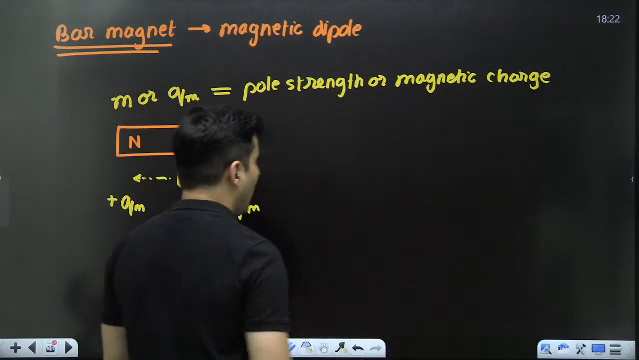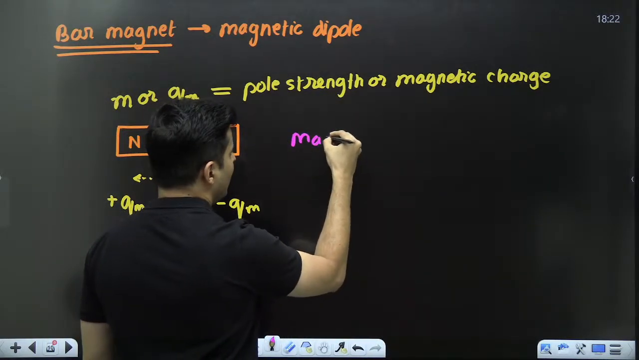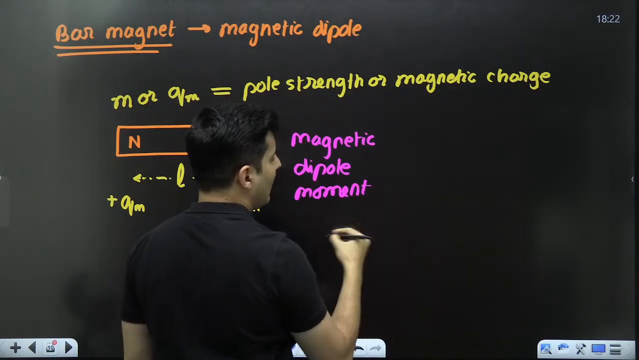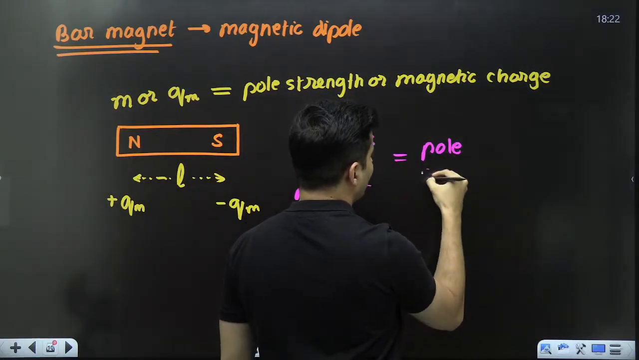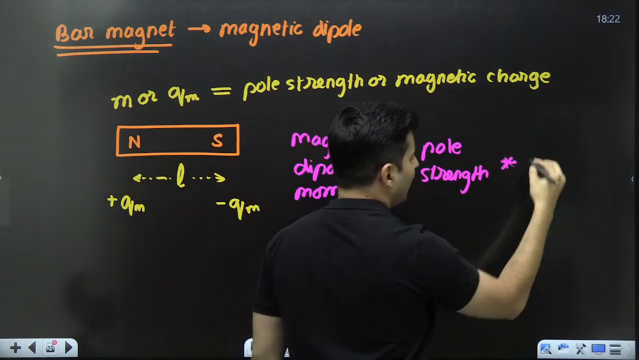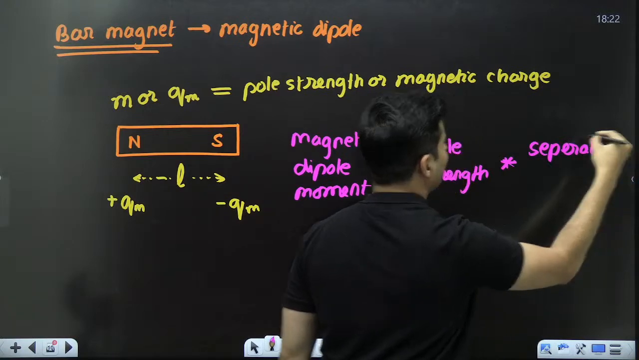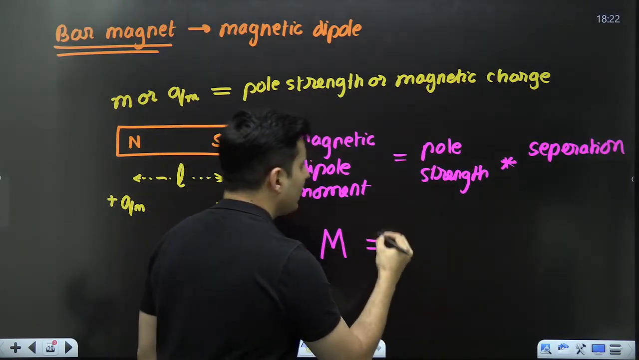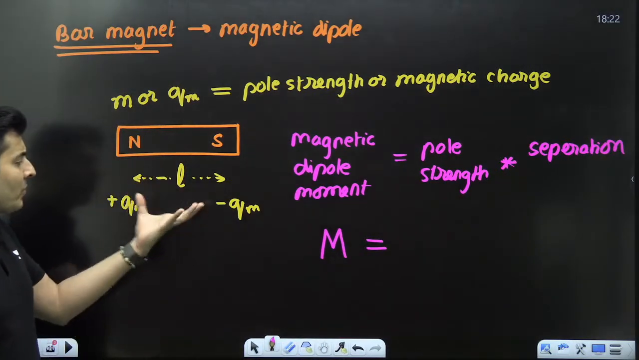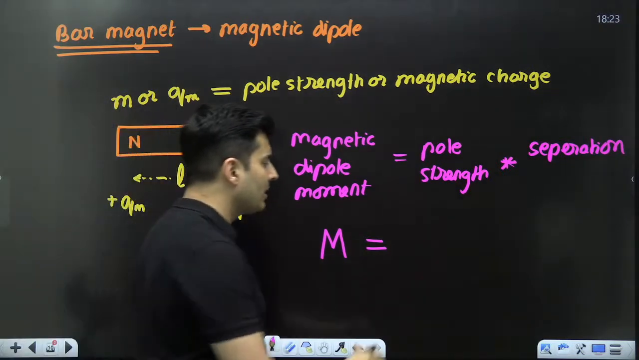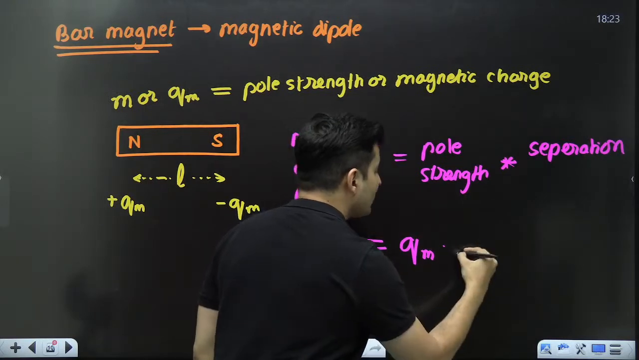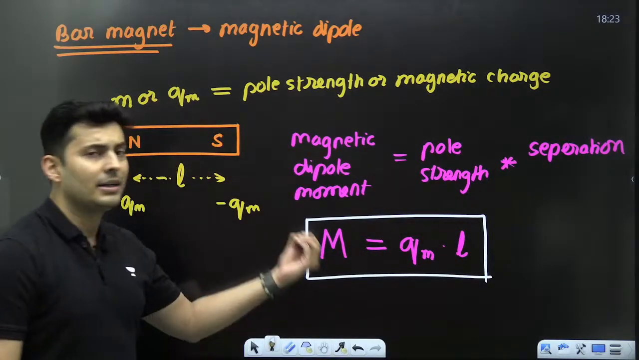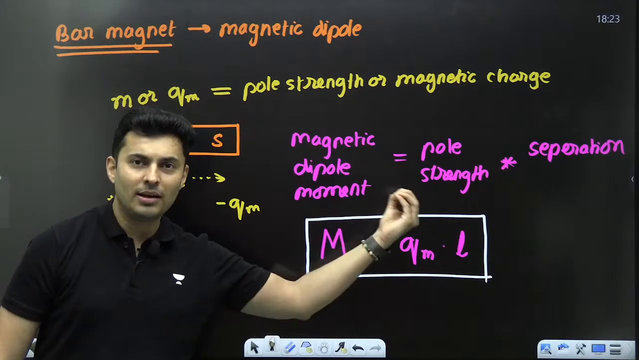So how do we define the magnetic dipole moment? The magnetic dipole moment will basically be the pole strength multiplied by the separation, the distance between those two polarities. So if I use the symbol capital M for magnetic dipole moment, it will be the pole strength, either plus Q_m or minus Q_m, or you can use the small m symbol, anything is fine. Let me stick with Q_m into the separation, which is basically L. So this becomes your formula for magnetic dipole moment. Keep this in mind.